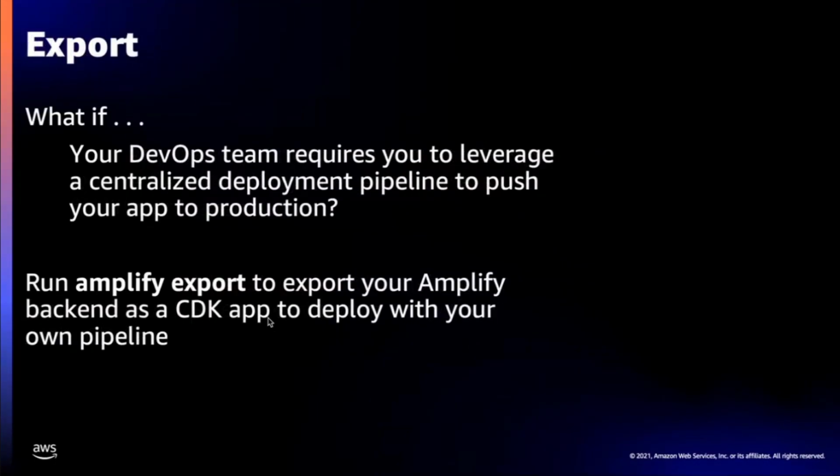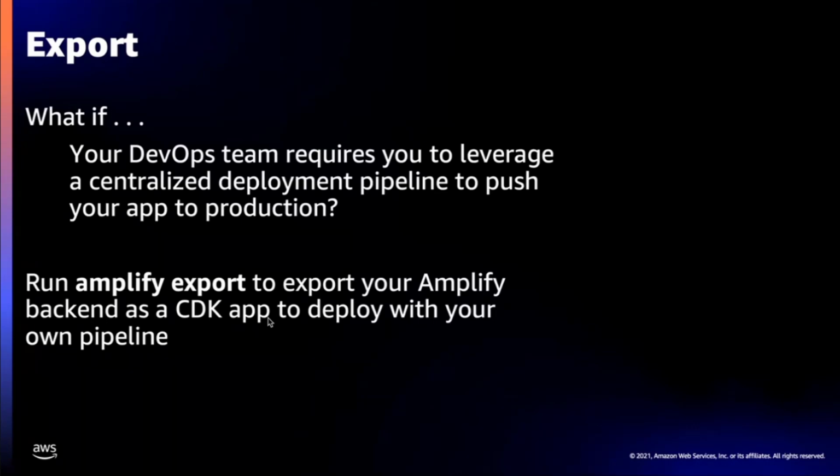Now, for this experience around export, this is really, really advanced. Customers like Rivian, Amazon Music, and other AWS teams actually use this to make sure they can deploy Amplify apps internally as well. So the real problem we're trying to solve is, what if your DevOps teams requires you to leverage a centralized deployment pipeline to push your app to production? Well, with Amplify export command, you can actually export the Amplify backend as a CDK app to deploy with your own pipeline. And we've got some great resources online that show you how you can set up multi-account, multi-region deployments.